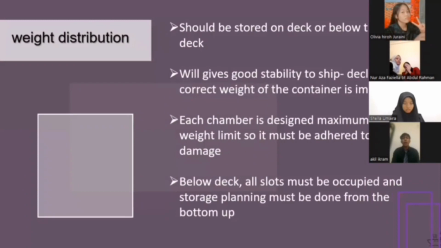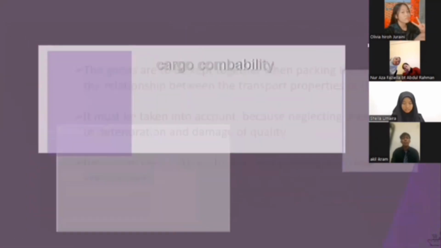After that is weight distribution. Weight should be stored on the deck or below the ship deck. This will give good stability to the ship. The correct weight of the container is important. Each container is designed with a maximum stack weight limit, so it must be adhered to in order to avoid damage. Below deck, all slots must be occupied and storage planning must be done from the bottom up.